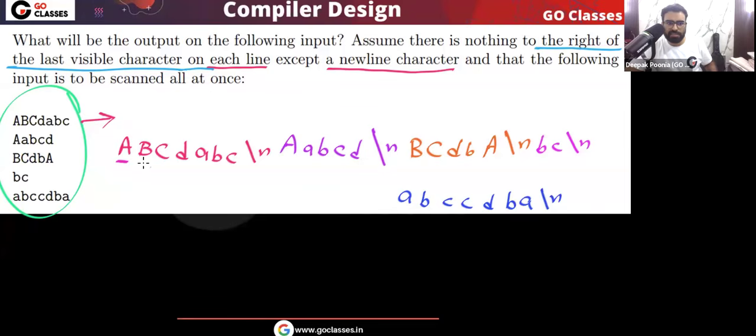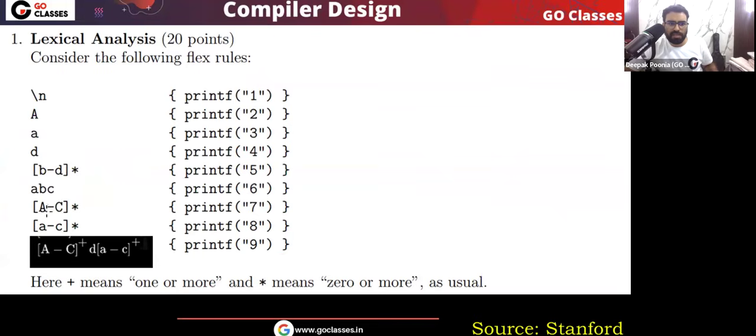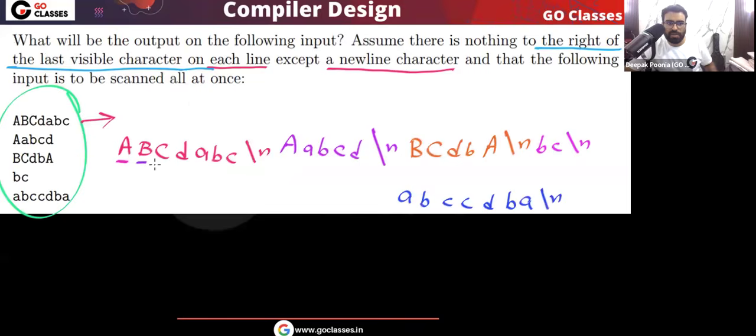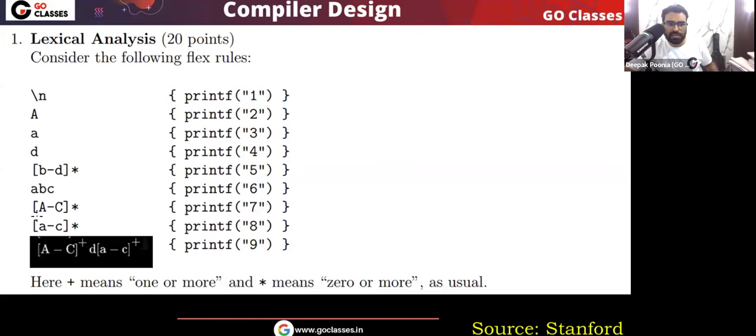Now let's see the next character, that is capital B. Now this is out of the race. Capital B, this is in the race, this is in the race. Yes or no? Rule 7 and rule 9 are in the race, because here you have A to B, and here you have (A to B) whole plus, here you have A to C, and this is (A to C) whole plus. A to C means ABC. Let's read this ABC. Yes, this is in the race, this is in the race.